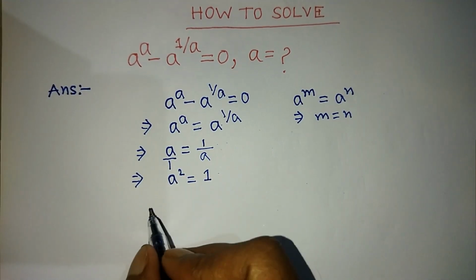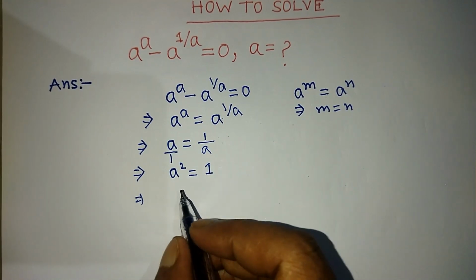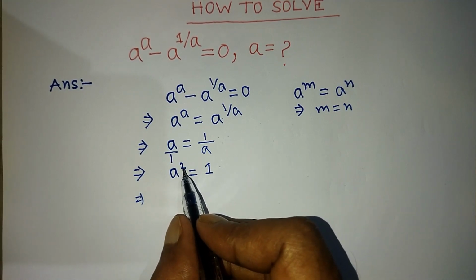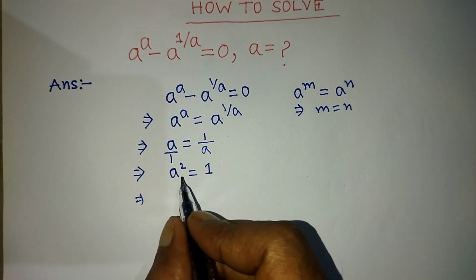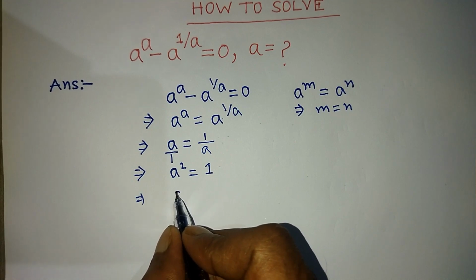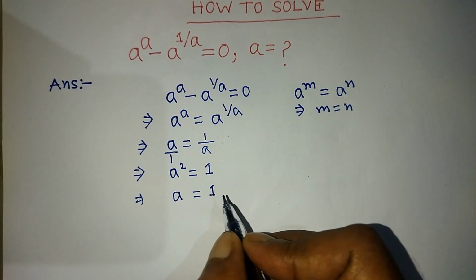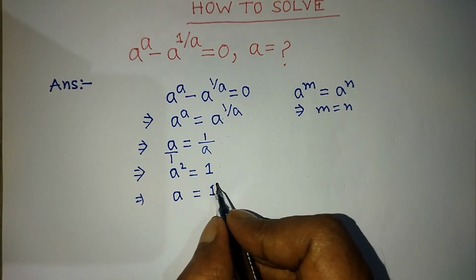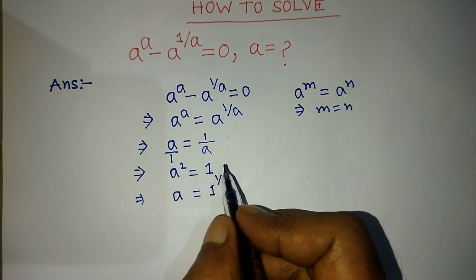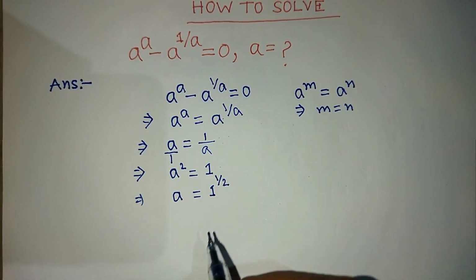that means we have to write in here 1. Okay student, after that, to find the value of a from this exponential equation, we have to transpose the power from the left side to the right side. In the place of power here is 2. So if you transpose 2 from the left side to the right side, on the left hand side a is equal to, on the right side we have to write 1, and in the place of power 2 will be 1 over 2.